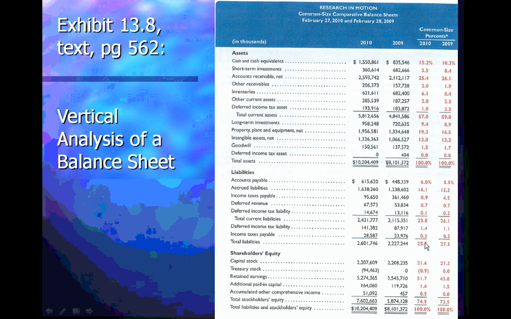Total liabilities is only 26 cents, 25.5 to be exact. So there's not much in terms of long-term liabilities. We have very little long-term debt. That's good. In terms of equity, 22 cents is sitting out there in stock, and 52 cents of every dollar is retained earnings.